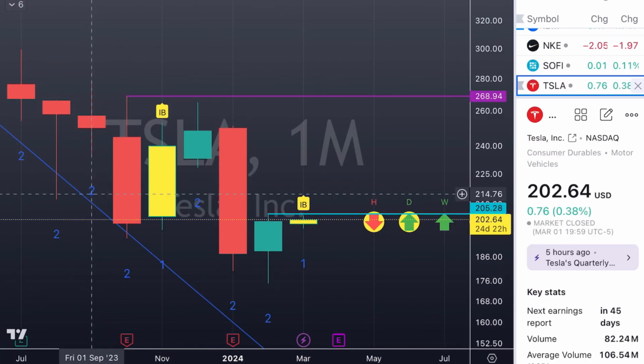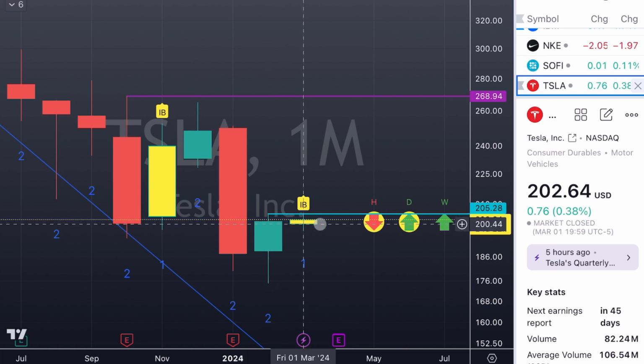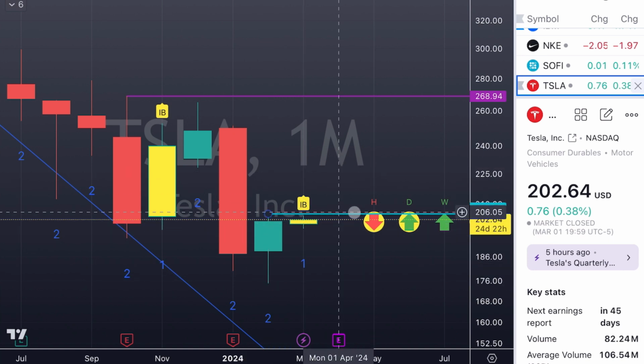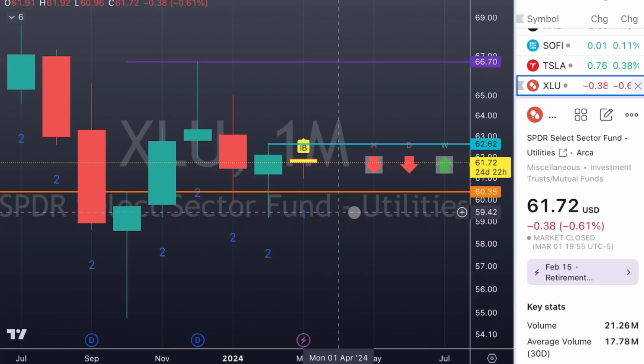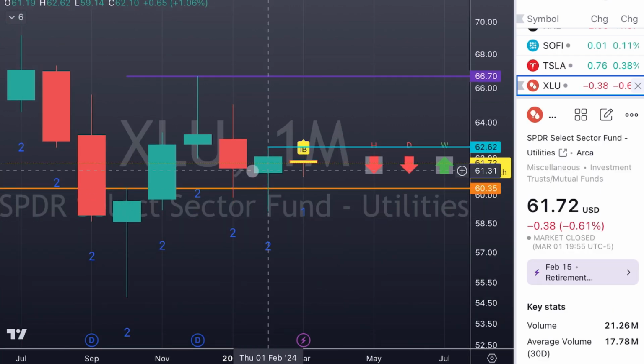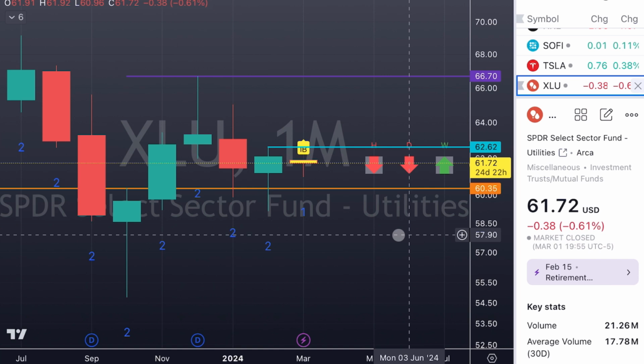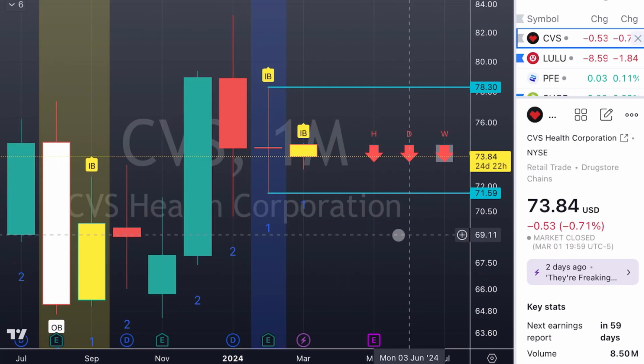Tesla, 2 down, finished green. The buyers brought this thing back. We're going to look for calls here at 205.28. Tesla's something that I would watch in March. XLU, 2 down, finished green. So we look for the calls there at 62.62 as well. And that's the list, guys.